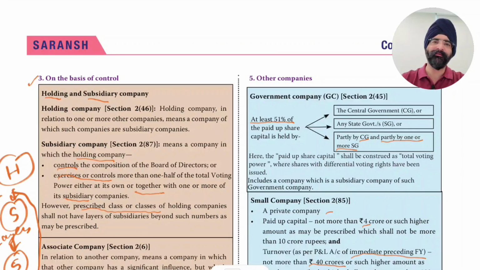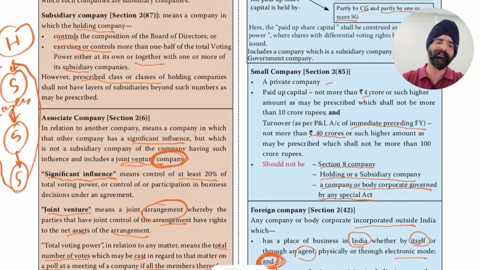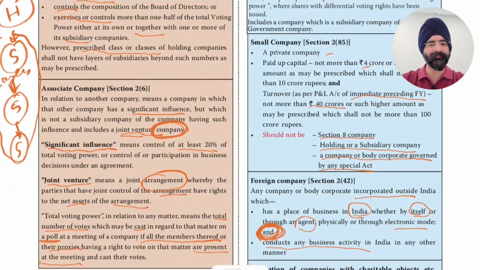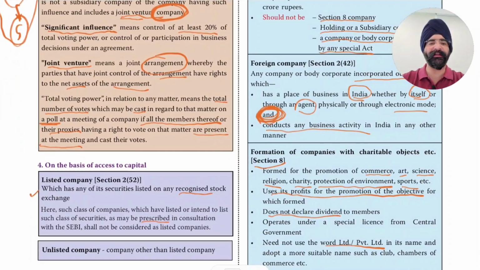Then government companies, at least 51% holding is with the central government or along with other state governments. Small company: private company, paid up capital up to 4 crores, turnover up to 40 crores, and it should not be a holding or subsidiary, it should not be a Section 8 company, and it should not be a company incorporated under a special act. Foreign company, which is incorporated outside India but conducts business in India and has a place of business in India, either on its own or through an agent.